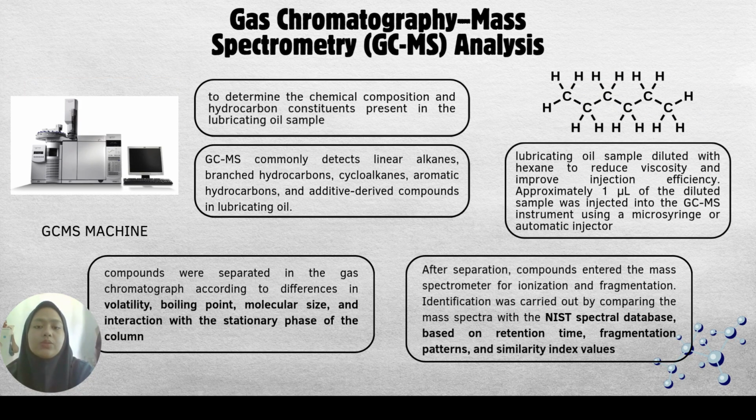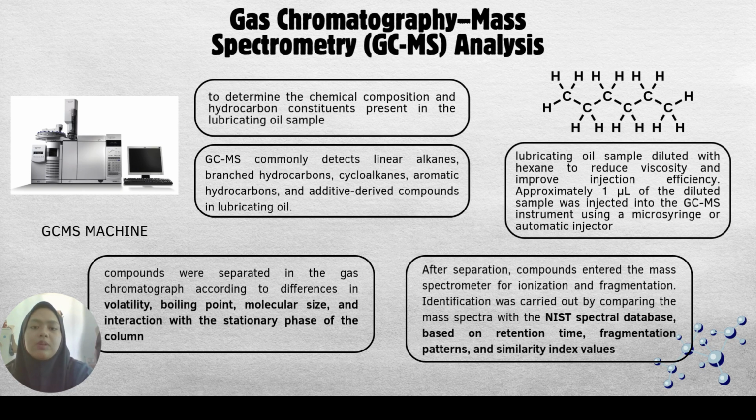GCMS analysis was conducted to determine the chemical composition and hydrocarbon constituents present in the lubricating oil sample. The lubricating oil sample was diluted with hexane to reduce viscosity and improve injection efficiency. Approximately 1 microliter of the diluted sample was injected into the GCMS instrument using a microsyringe or automatic injector.